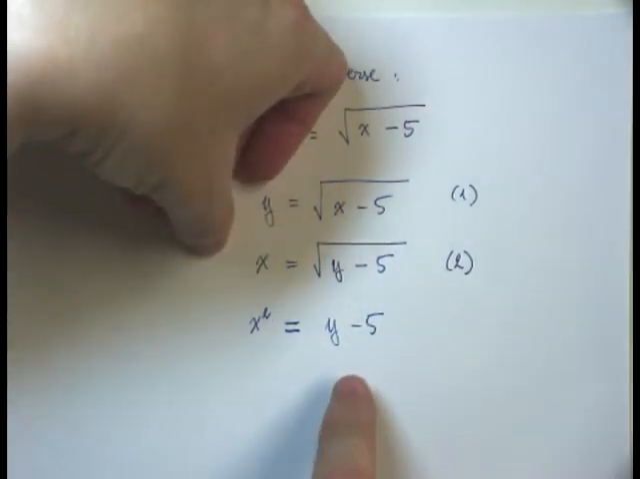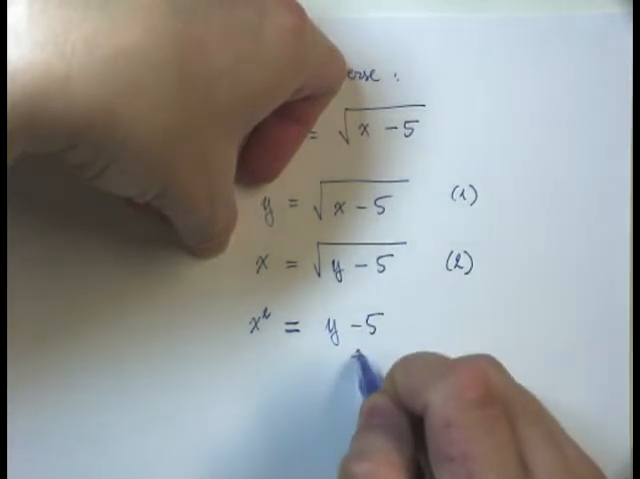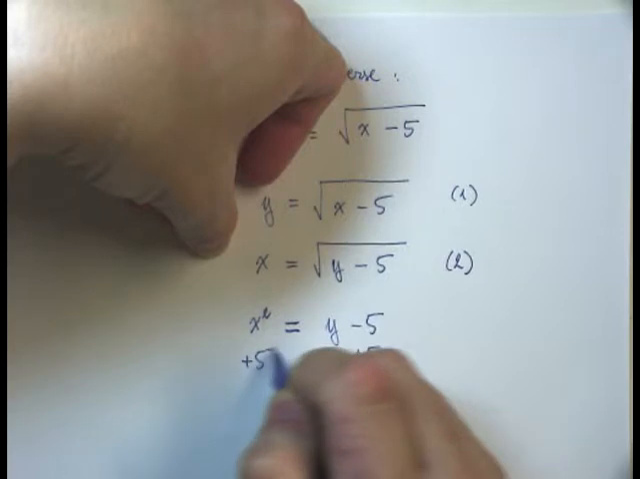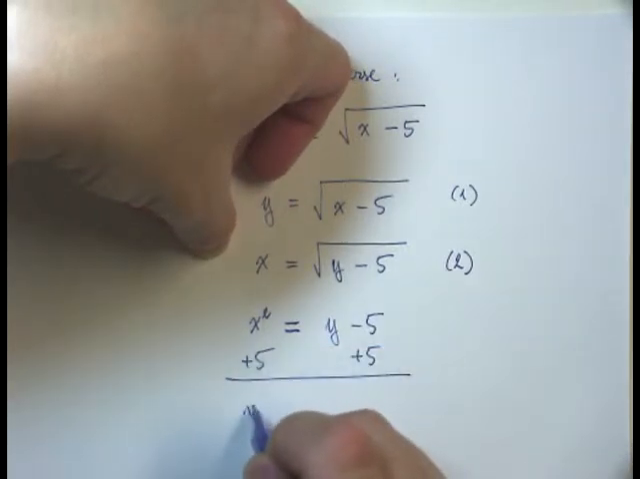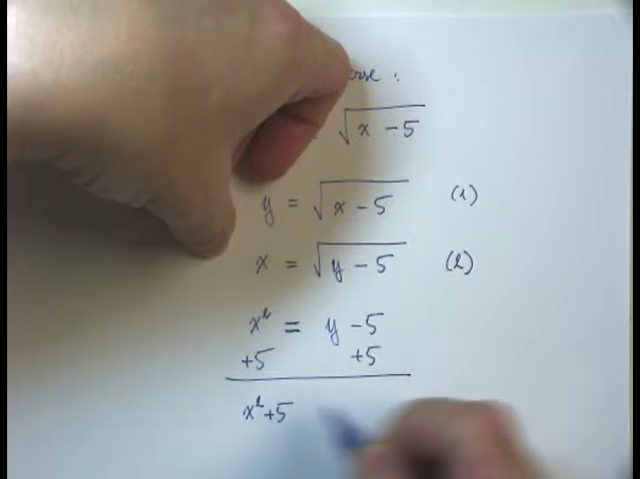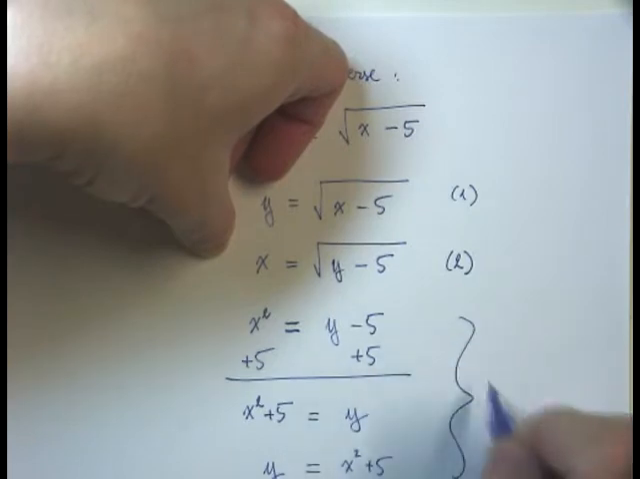And so to solve for y, all I have to do now is add 5 to both sides. And that gives me x squared plus 5 equals y. Or you can rewrite the equation as y equals x squared plus 5. Those are the steps for step number 3.